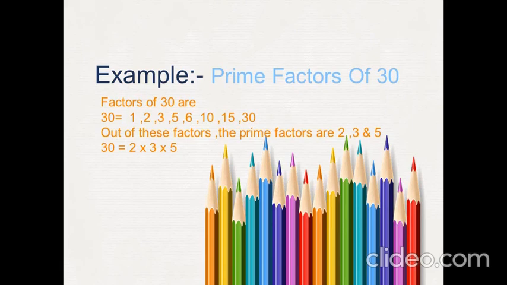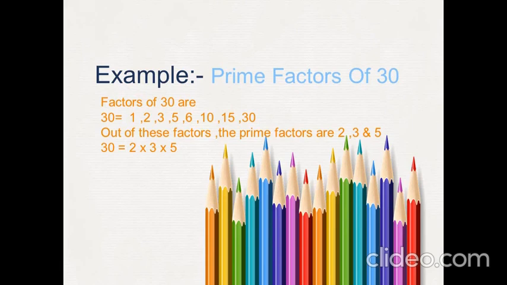So out of all these numbers, which are the prime numbers? These are 2, 3 and 5. The rest are composite numbers. So that's why we call these factors prime factors. So the prime factors of 30 are 2, 3, 5.